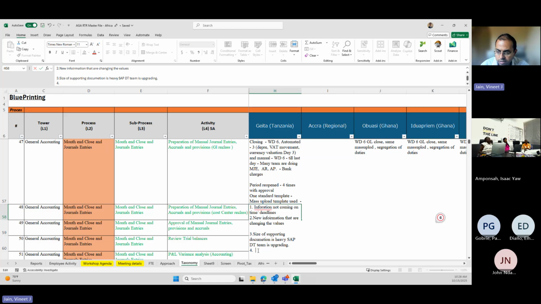Rent accruals, prepaid rents, amortization entries, are those done by the AP team? No, it is done by controllership. Okay, so then the amortization is done by controllership, because fixed assets fall under controllership. Yes.